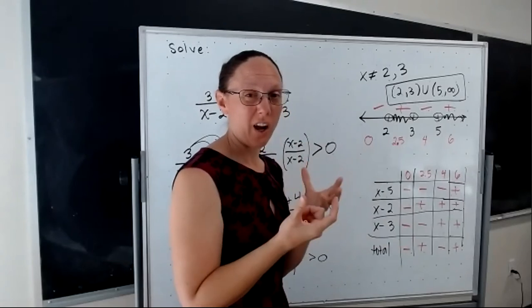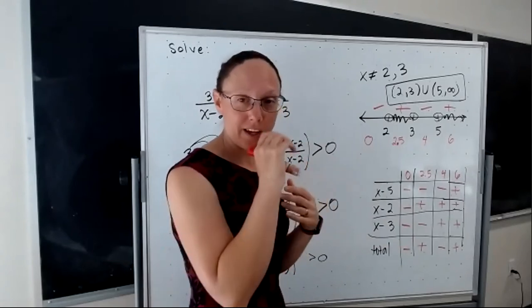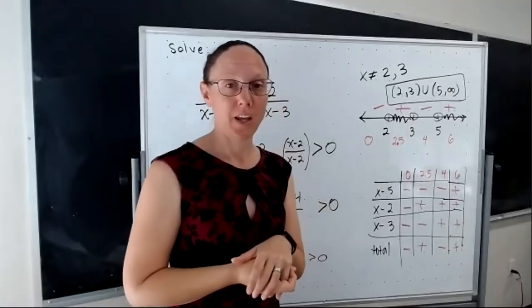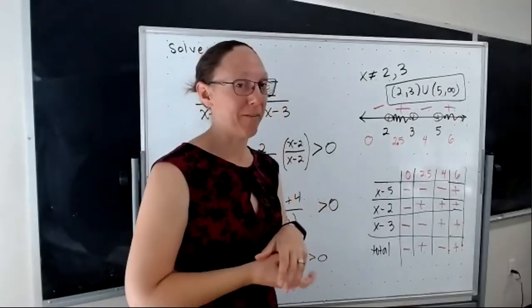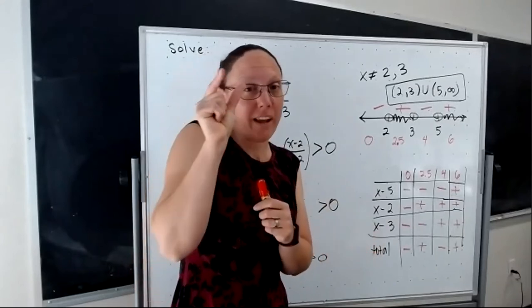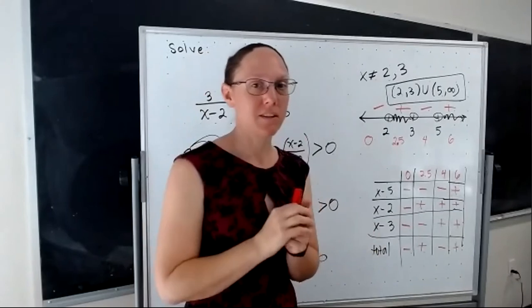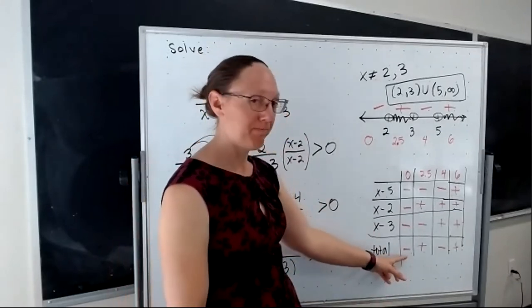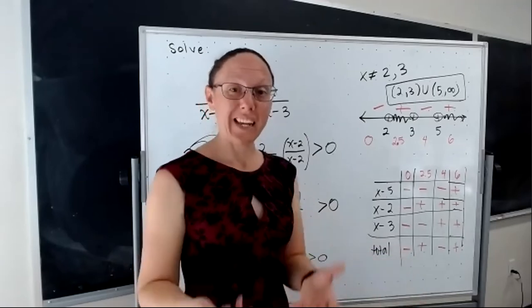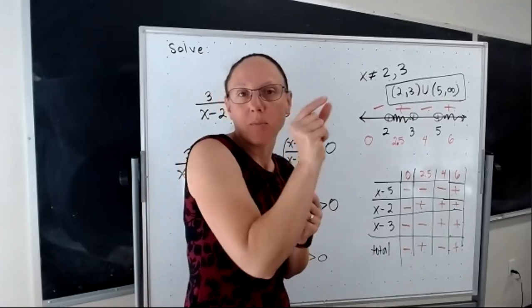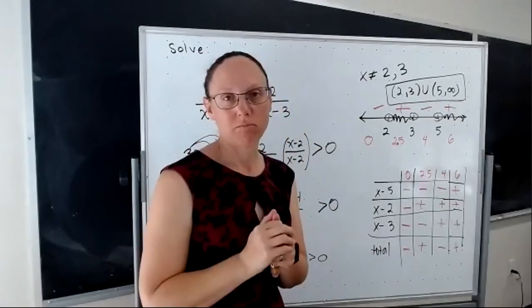Kind of the shortcut, the shorthand way of thinking about that is whether we're doing multiplication or division, if you have an odd number of negatives, all the pairs of negatives are going to turn into positives. So if you have an odd one out, your overall would be negative. If you have an even number of negatives in there, then they'll all pair up to give you positive values.